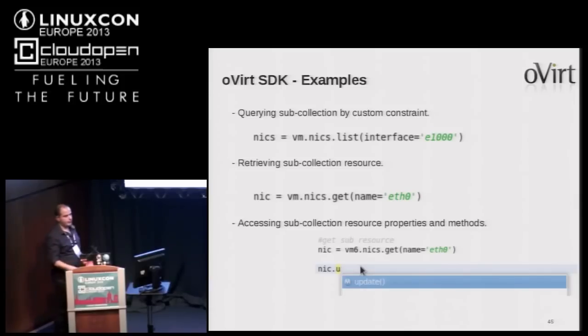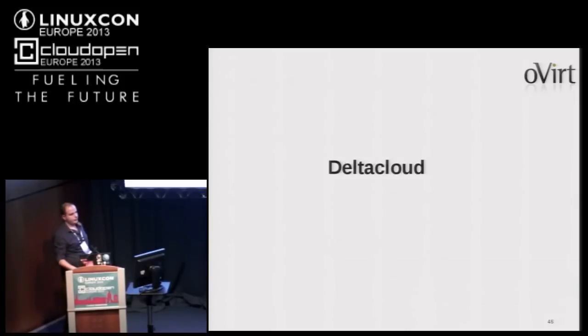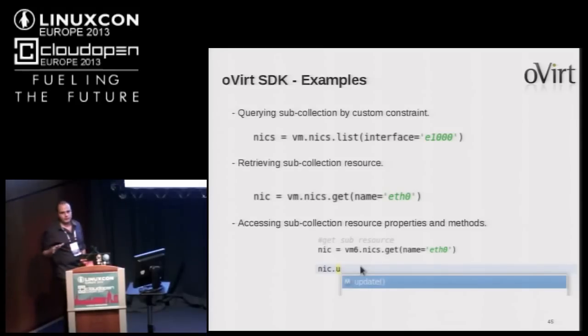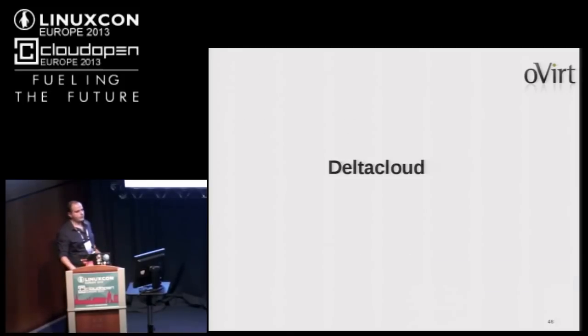Here is an example with NICs, getting NICs with specific interface type. And you can find more examples on our website, but basically to give you the knowledge that you could do anything with that. Anything you could do in the API, anything you could do with the CLI. Any questions so far? Okay, I'll describe Delta Cloud in just a few slides.